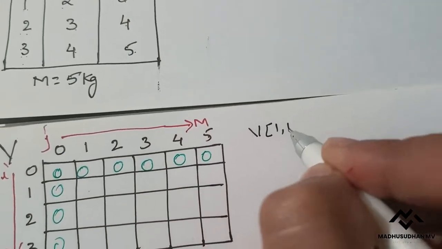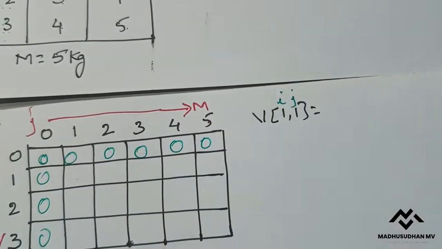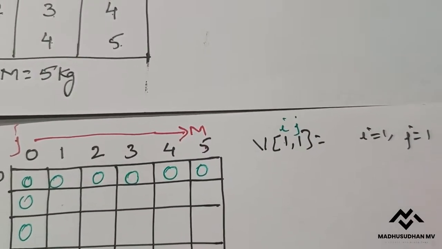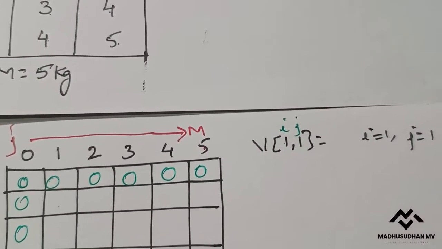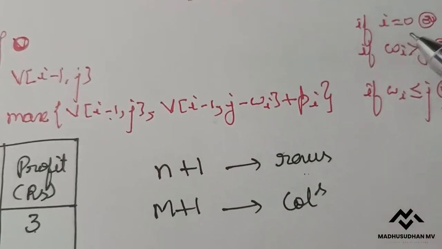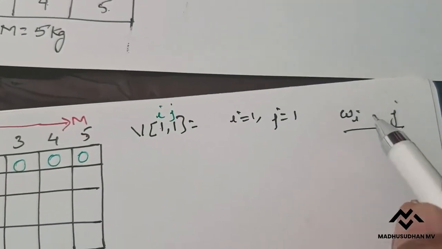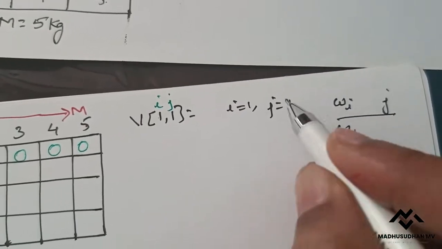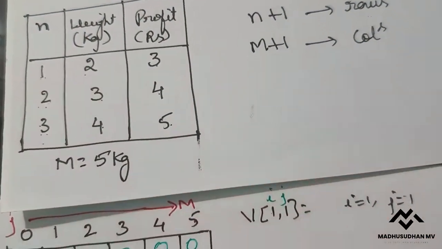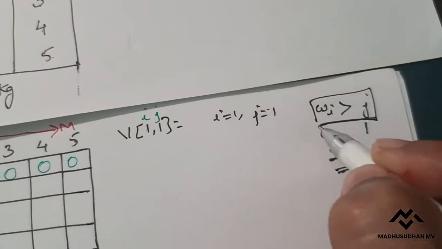So what is V of 1 comma 1? Whenever we take V of i comma j, here i is equal to 1, j is equal to 1. Now always compare the weight of the object and the remaining capacity. Based on this equation, whether I have to use this formula or that formula, I have to find out by comparing whether it is greater or lesser or equal. So W of i, here W1, is the weight of the first object, which is 2 kg. So 2 and 1: 2 is greater than 1. That means the weight of the object is greater than j.